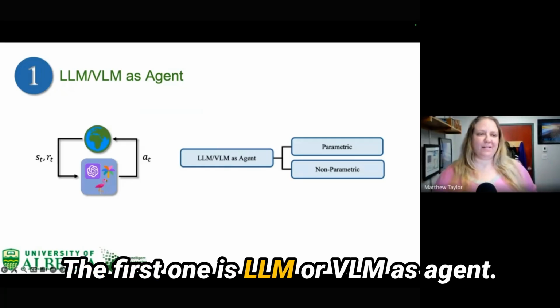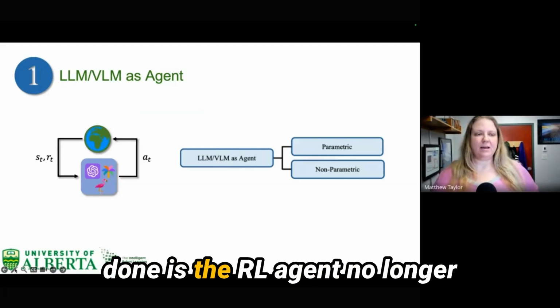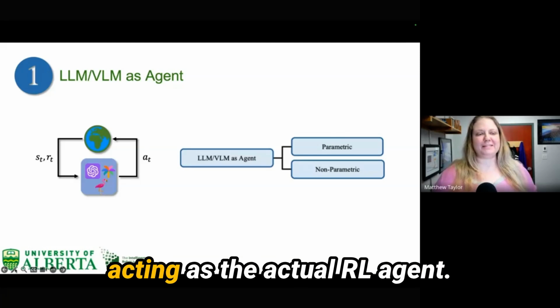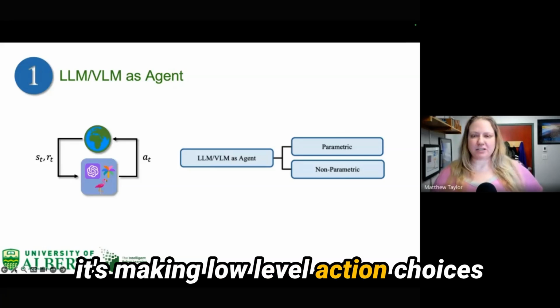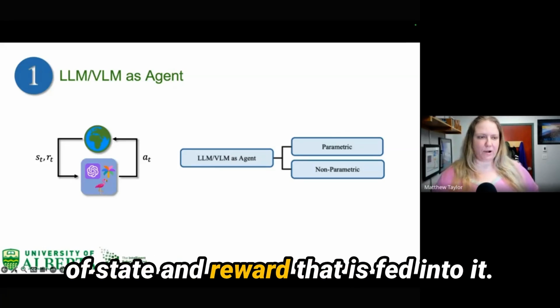The first one is LLM or VLM as agent. Essentially here, what we have done is the RL agent no longer exists, and the VLM or LLM is acting as the actual RL agent. It has all this prior knowledge, and it's making low-level action choices based on the textual representation of state and reward that is fed into it.